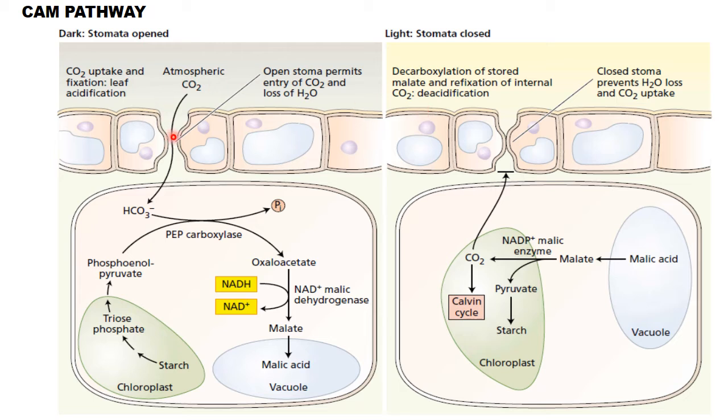During nighttime, when the stomata are open, carbon dioxide from the atmosphere enters and is converted to carbonic acid. This carbonic acid combines with phosphoenol pyruvate. This phosphoenol pyruvate is formed through glycolysis of starch, where it forms triose phosphate, and this triose phosphate is converted into phosphoenol pyruvate. This phosphoenol pyruvate combines with carbonate, and with the help of the enzyme PEP carboxylase, or PEPcase, it forms oxaloacetate.